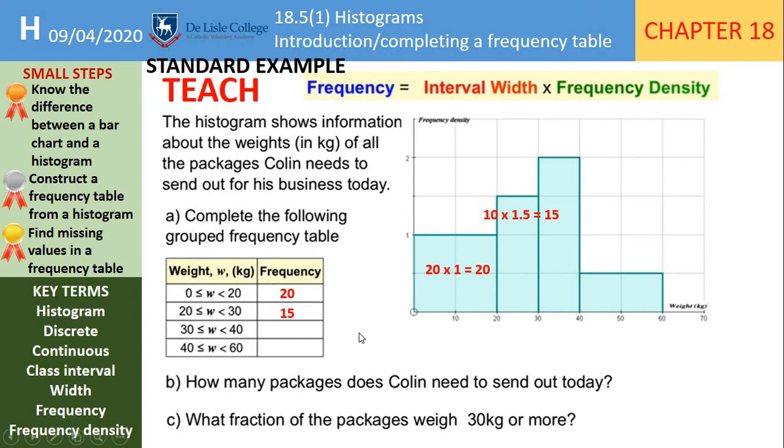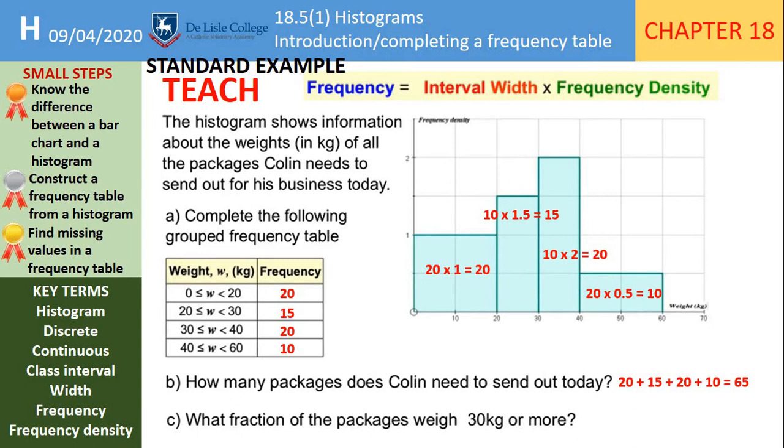So the area of this bar will be 10 multiplied by 1.5, which gives us a frequency for this second bar of 15. For the third bar, we do 10 multiplied by the frequency density of 2 to get the frequency of 20. And for the last bar, we would do 20 multiplied by 0.5 to give us a frequency for this last bar of 10. So we've completed the frequency table. Now, how many packages does Colin need to send out? We would need to add together all of the frequencies for each weight category. So this comes to 65.